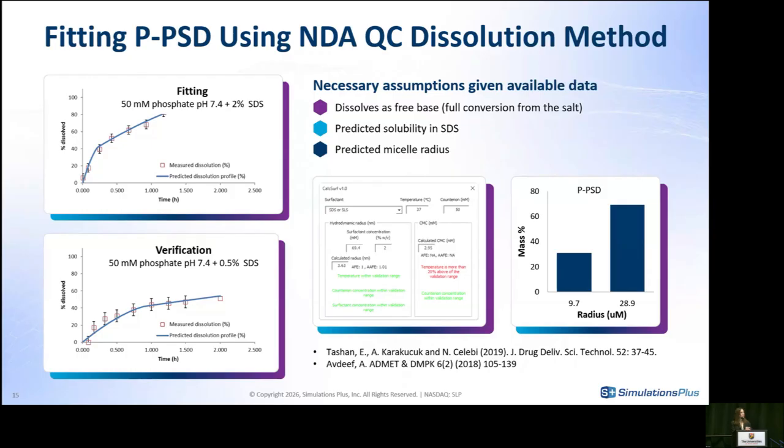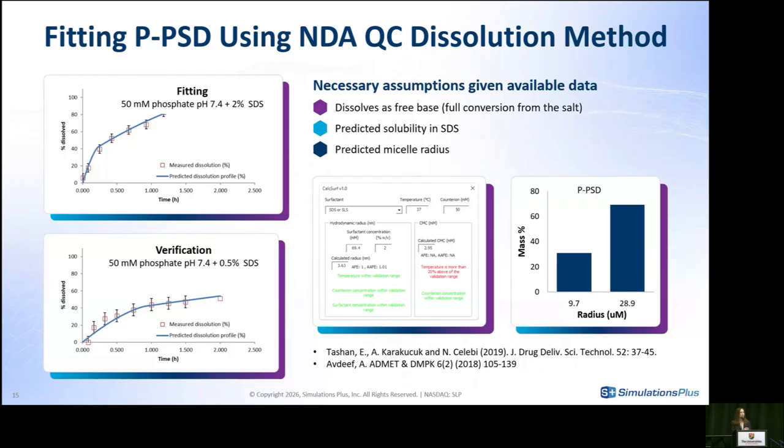The next thing we had to do was predict the solubility and the micelle affinity in sodium dodecyl sulfate because that measurement was not available in the literature. So we used an equation by Abraham and Acree to make that calculation. And then we also calculated the radius of the micelles. And once we did that, we fit the PPSD, and you can see it here where a two-bin particle size distribution adequately described the data.